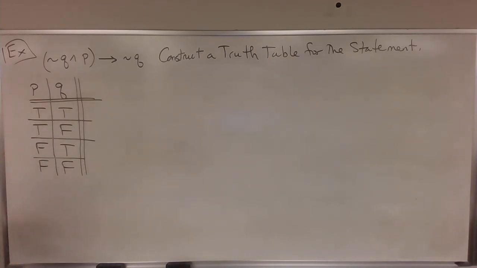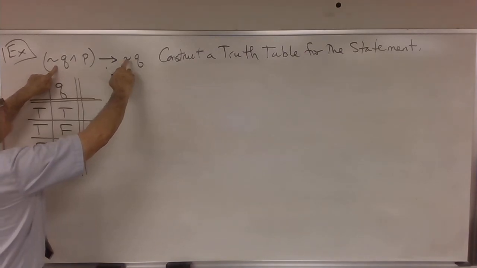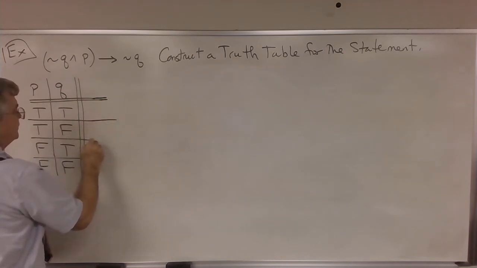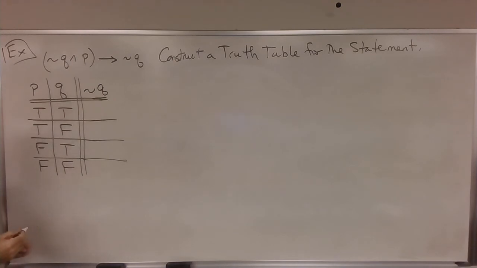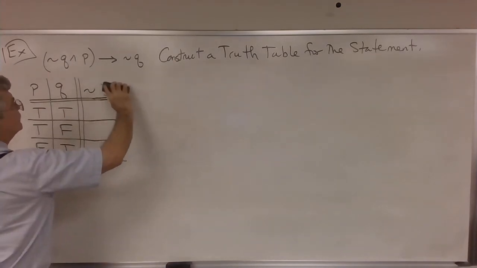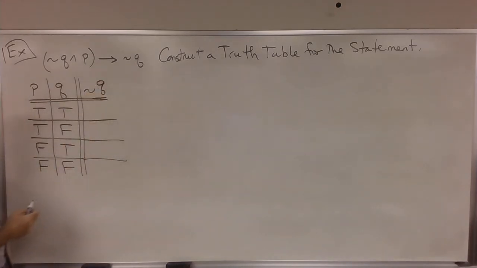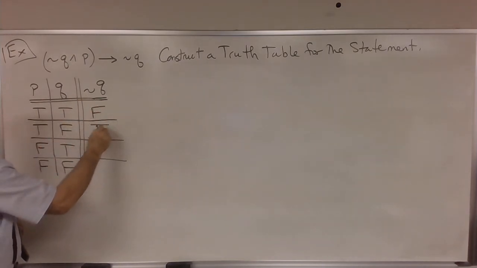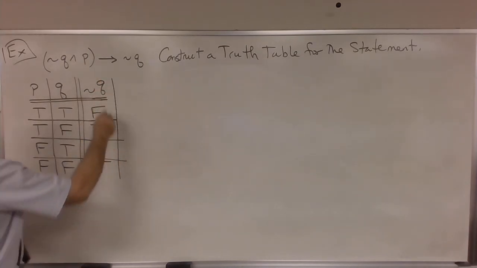And somewhere along the line, we're going to have to construct the truth values for not Q, or the negation of Q. So we might as well do it right now. Not Q. I don't know what that looks like. Maybe a duck swimming in the water. Okay, there we go. The negation sign just changes true to false and false to true. So we have our not Q's done.